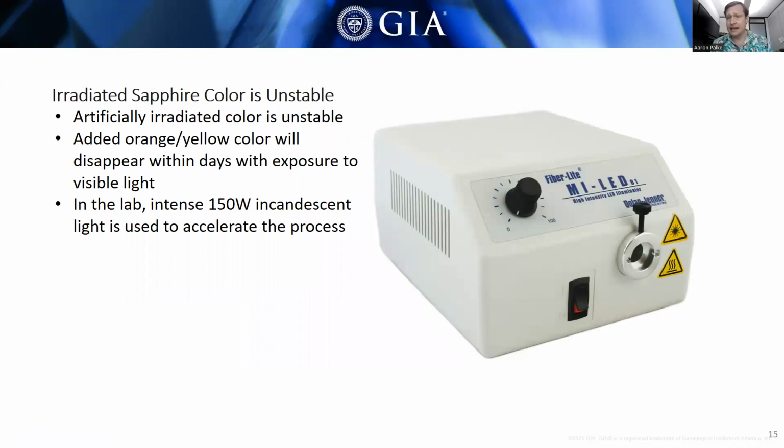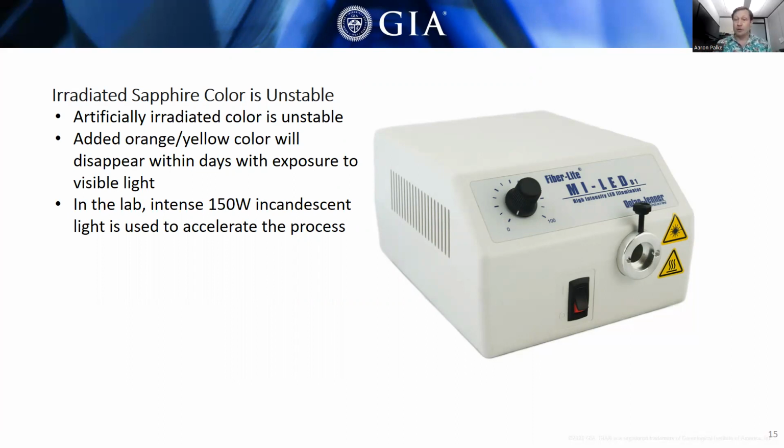Now, the nice thing is that in the gemological laboratory, we have a solution for this, and that's to do what we call a stability test. A stability test is simply shining a very intense source of visible light on your color unstable sapphire to remove the unstable component of that coloration. So we use a fiber optic bundle box in the laboratory. It's a 150 watt incandescent light.